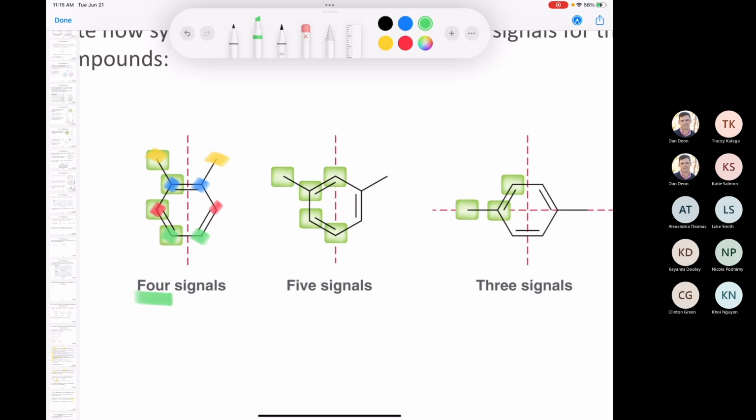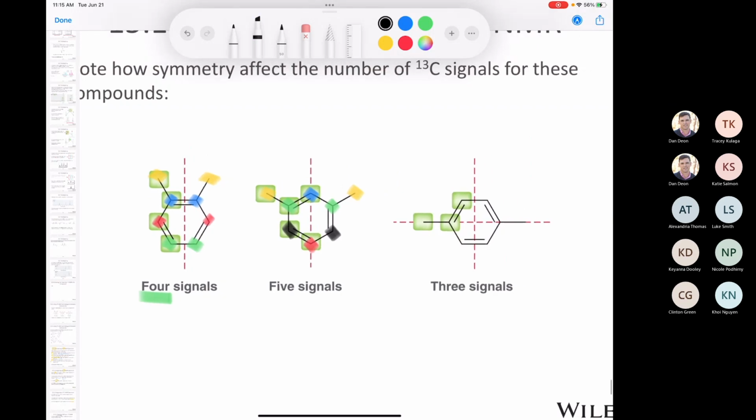In the next compound, we see that we have 5 unique signals. And I'll just go over it a little quicker now. You can see the 2 methyls are equivalent. We have this carbon and this carbon as being unique. And then we have this carbon as being unique. And then lastly, we have this carbon as being unique. So we have 5 unique signals. I can fill in these ones here and this one here. So 5 unique signals for that one. Whereas in the last one, we have 2 axes of symmetry, and so we only have a total of 3 signals.